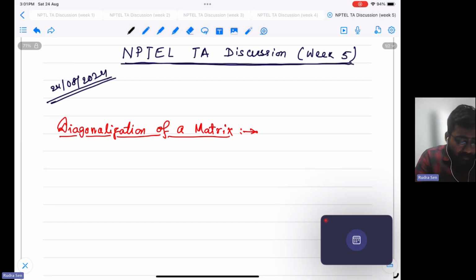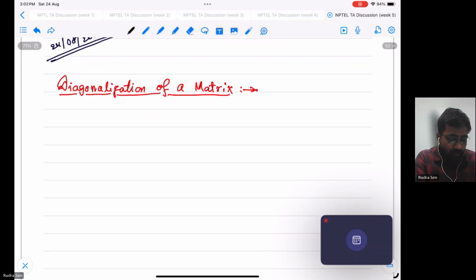Sometimes it is very difficult to do calculations with a matrix of a system. To ease the calculations, diagonalization is required, because when we diagonalize the matrix, all the elements become diagonal entries. There are only diagonal entries available. I mean, the matrix contains the maximum number of zeros. So it is easier to calculate with this diagonalized matrix. That's why, for ease of calculation, diagonalization is required.